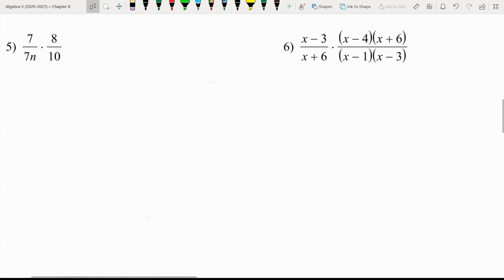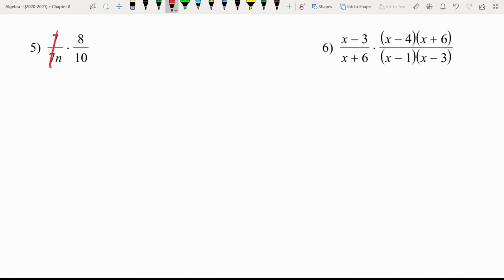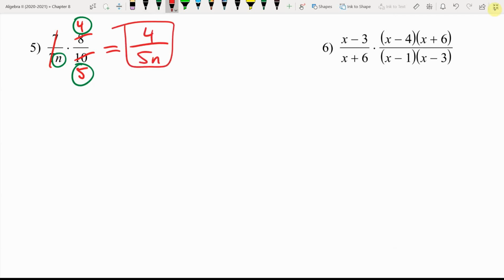All right, number 5 down here. You can see the 7's cancel out right away, and the 8 and the 10 reduce to 4 and 5, both divisible by 2. So what's left here, we got a 4 on top, an n on the bottom, a 5 on the bottom. Multiply all those across, you get 4 over 5n.